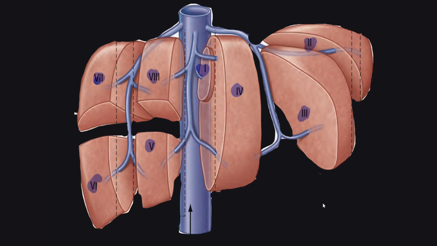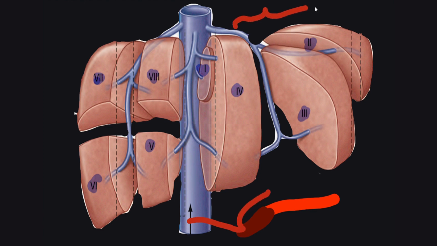So moving forward, let us look at the supply here. For example, this is the hepatic artery. Out of the hepatic artery, we have the hepatic artery proper, and this hepatic artery proper divides itself into the right and the left hepatic artery. As you can see, this is the left side and this side is the right side of the liver.